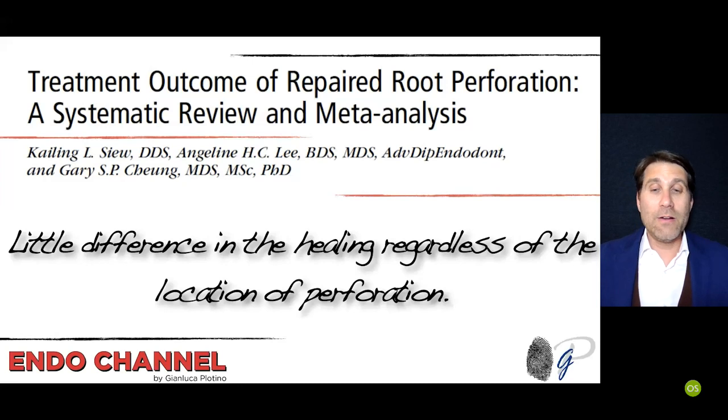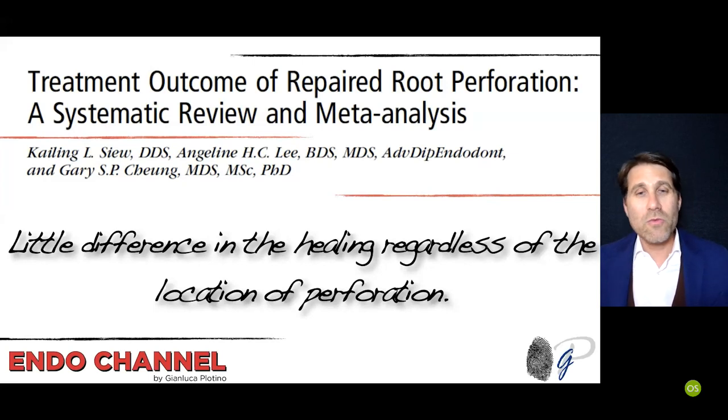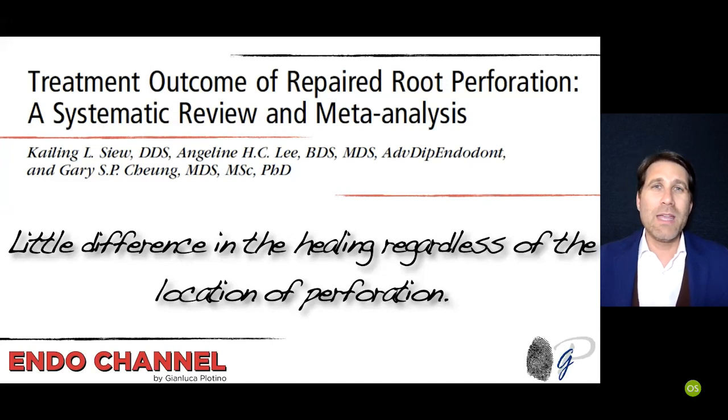From this study, we know that there is little difference in the healing regardless of the location of the perforation. So from this review and meta-analysis, we have these conclusions, even if we know that the location of the perforation may influence the success somehow, especially if the perforation is located in the cervical area, in the sulcular area, in the sulcus, in an extra-bony position, because a parallel and concomitant periodontal infection may come into the perforation area and may create the possibility of a lower success rate.